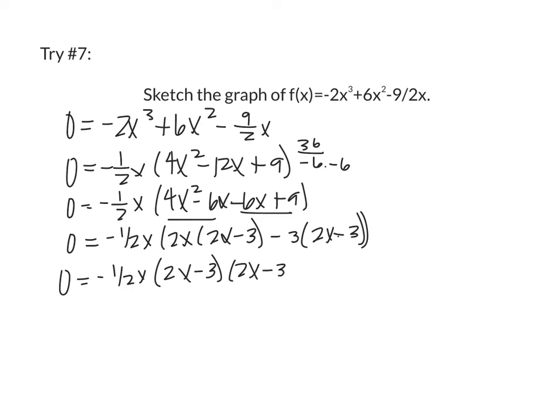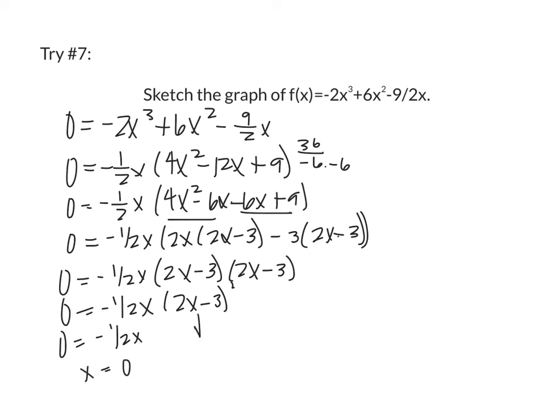So when we are done, you have 0 equals -1/2 x times (2x minus 3) and another (2x minus 3). So if I set all those equal to 0, and by the way, this is really -1/2 x times (2x minus 3) squared, because that gives you multiplicity. If I set 0 equals -1/2 x, my x for that one would be 0. If I set this equal to 0, I would get 3/2. But it has a multiplicity of 2. And remember, if it has a multiplicity of 2, that means it is going to be a bounce. It means it's going to bounce back up.